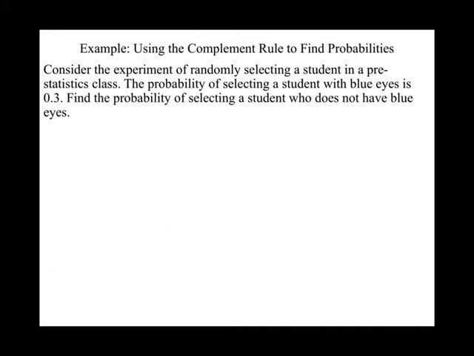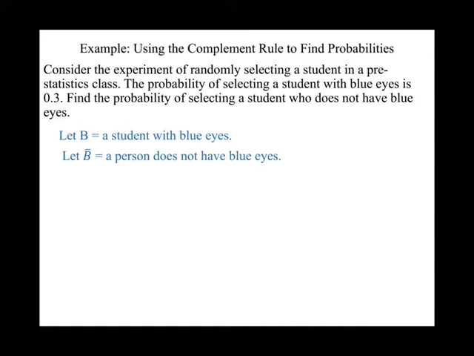Okay, look at the example. Using the complement rule to find probabilities. Consider the experiment of randomly selecting a student in a pre-statistics class. The probability of selecting a student with blue eyes is 0.3. Find the probability of selecting a student who does not have blue eyes. So first, we're going to let B be a student with blue eyes. So the complement of B means a student does not have blue eyes.